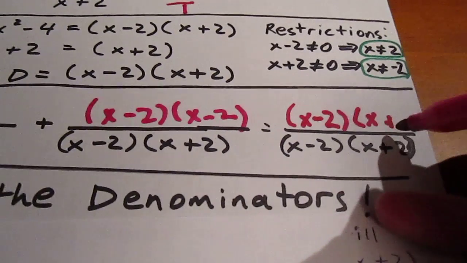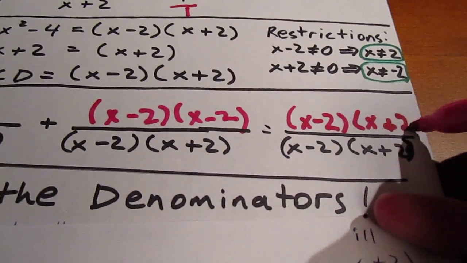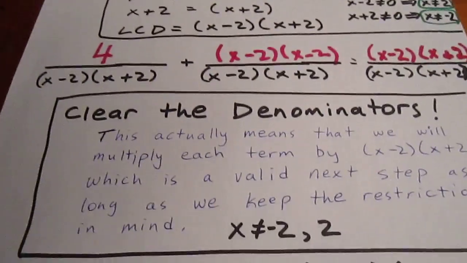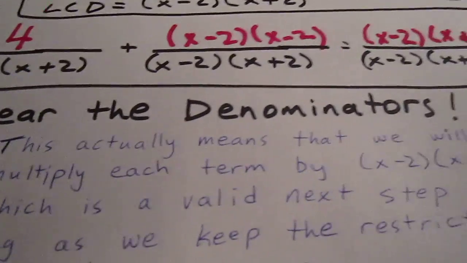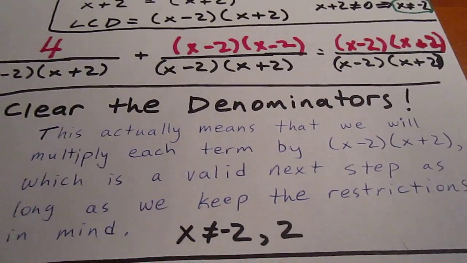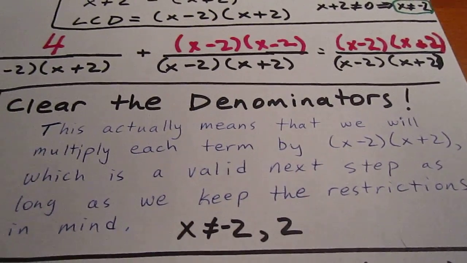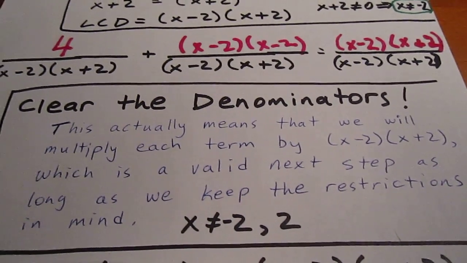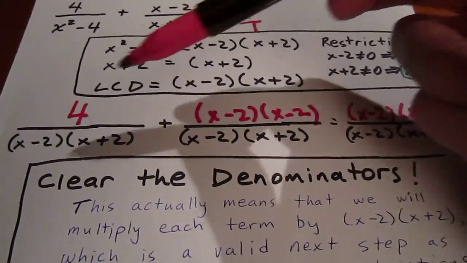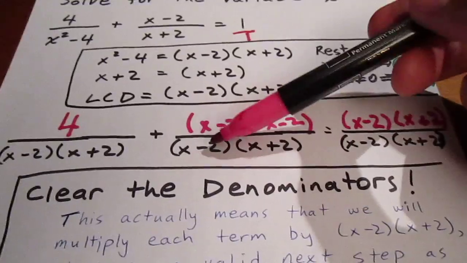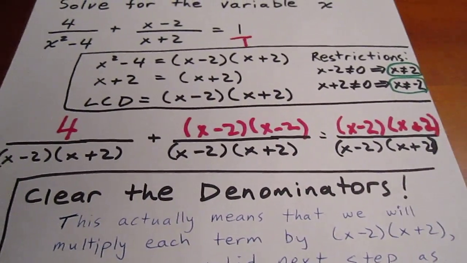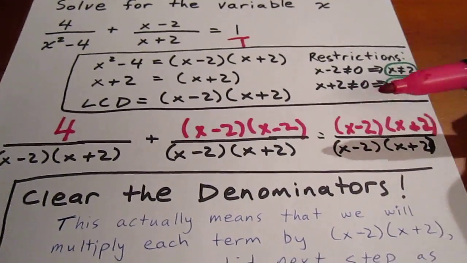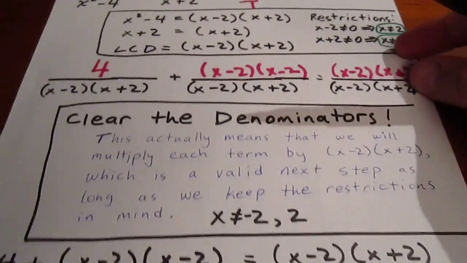Now at this point we've considered our restrictions and we have gotten all our denominators to be the same. So we can, in slang, clear the denominators. What this actually means is that we're going to multiply each term by the denominator of x minus 2, x plus 2, which is a valid next step as long as we keep in mind the restrictions of x not equaling negative 2 or 2. That might sound confusing, but basically what this means is we've considered our restrictions, we've gotten all the denominators to be the same, now we're going to wipe them out and simply say 4 plus x minus 2, x minus 2 equals x minus 2, x plus 2, and then we're going to solve for x.